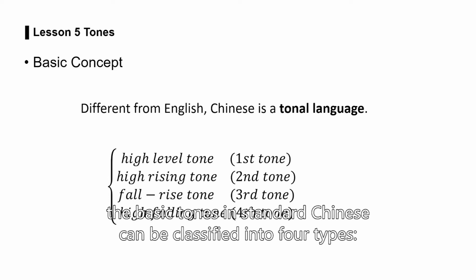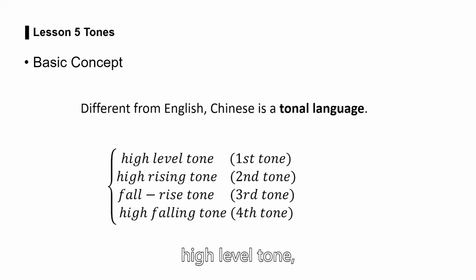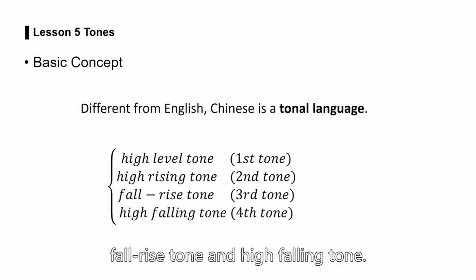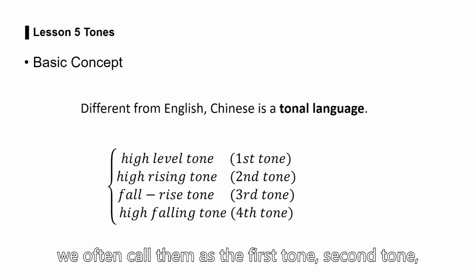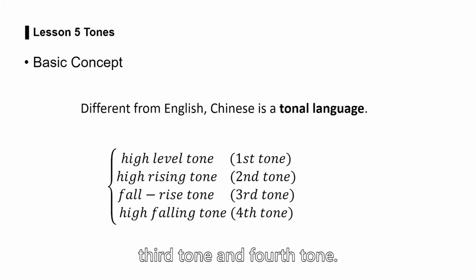Based on tone pitch, the basic tones in Standard Chinese can be classified into 4 types: high-level tone, high-rising tone, fall-rise tone, and high-falling tone. However, we often call them the first tone, second tone, third tone, and fourth tone.